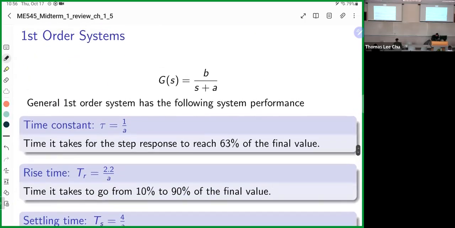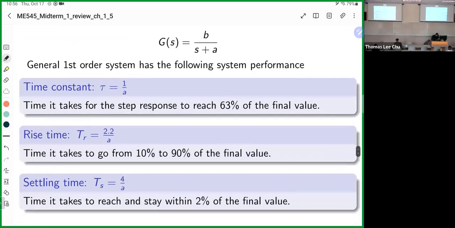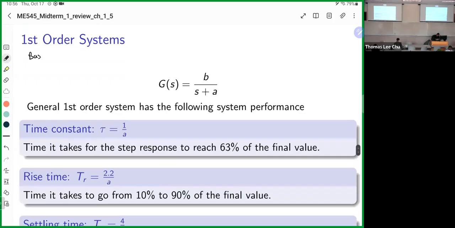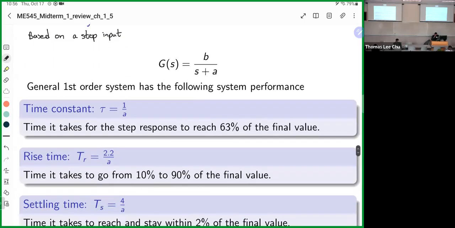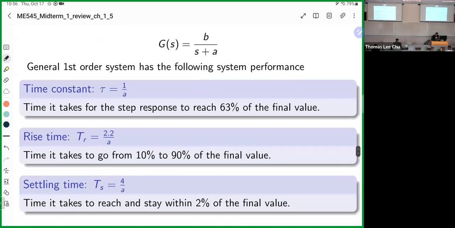All right, so first order systems. We have this first order system B over s plus A, and these are the definitions for it. Time constant tau is equal to 1 over A, which is the time it takes for a step response. So this is based on a step input. Tau is 1 over A, so it's dependent on the pole location. Rise time is also dependent on the pole location, and settling time is dependent on the pole location. Makes sense? Poles affect the transient response.